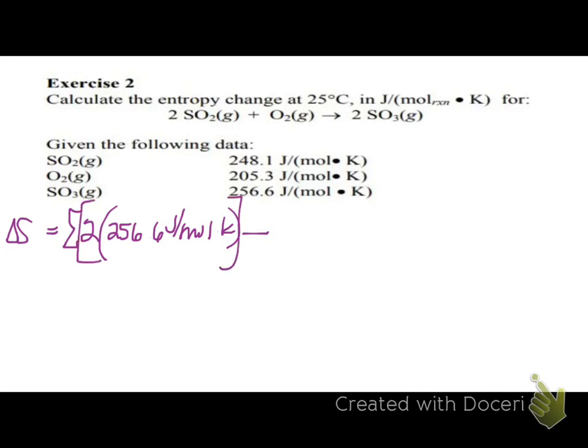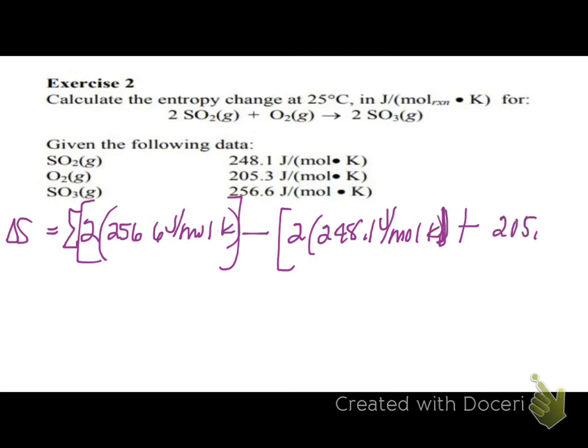And now we need to do our reactants. So we have 2 times 248.1 joules per mole K plus, I did 2 parentheses signs, sorry about that. And then oxygen is just 205.3 joules. Do you need to put units? You should always put units when you're doing that. It's better to put them than not put them and then get counted off for that.